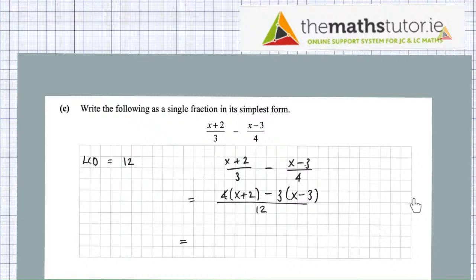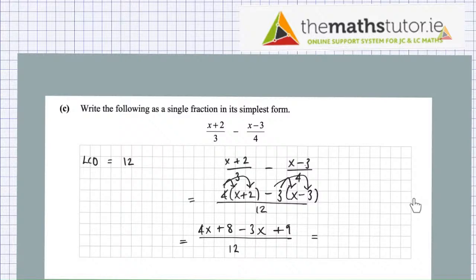So we're going to multiply everything out. 4 by x is 4x. 4 by 2 is 8. Minus 3 by x is minus 3x. Minus 3 by minus 3 is plus 9. And that's all over 12.